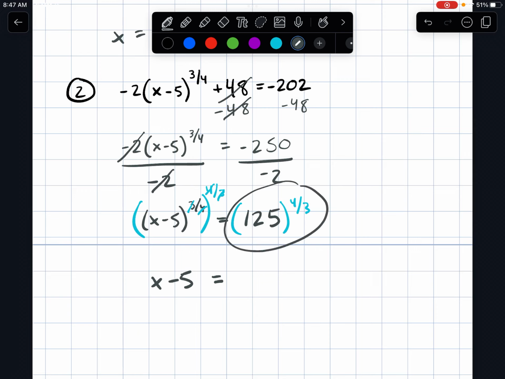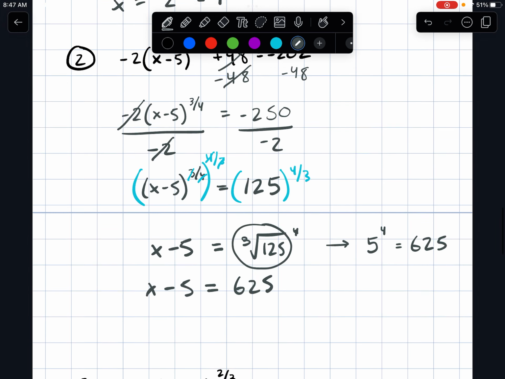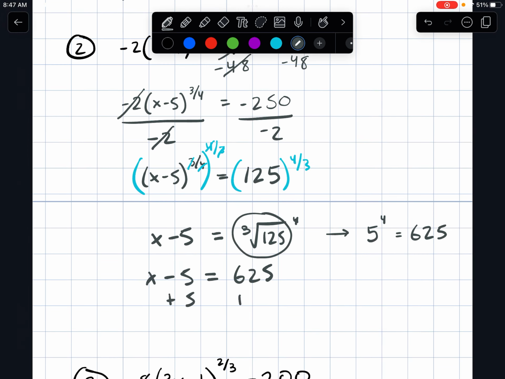And on the right, I can rewrite this as a radical, right? So that means we're going to have the cube root of 125 to the 4th power. And so now we have x minus 5 equals, well, I know that the cube root of 125 is equal to 5, right? Because 5 times 5 times 5 is 125. And we know that 5 to the 4th power is 625. Okay, if I multiply 5 by itself 4 times, that gives me 625. So this equals 625 here. And then we are going to add 5 on both sides. And once we cancel out these 5's, we find out that x is equal to 630.